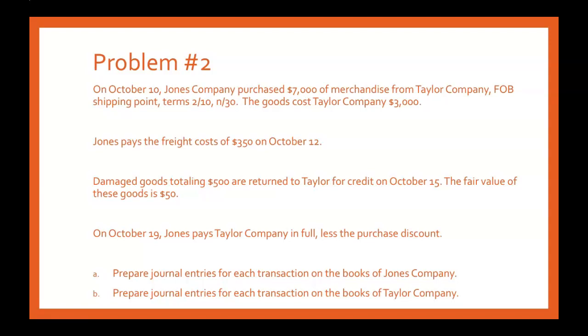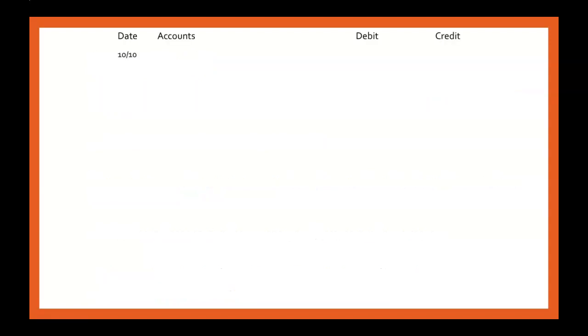And then on October 19th, Jones pays Taylor in full, less the discount. So let's first prepare the journal entries on the books of Jones Company. On October 10th, Jones Company purchased $7,000 of merchandise from Taylor, FOB shipping point, terms 2/10, net 30. So what are they getting in this? Well, they're getting inventory. Jones Company's purchasing merchandise, so they are increasing their inventory with this debit. And then how are they paying for this inventory? We said earlier that any time there were terms, that meant it was on account. So we'll credit accounts payable for $7,000.